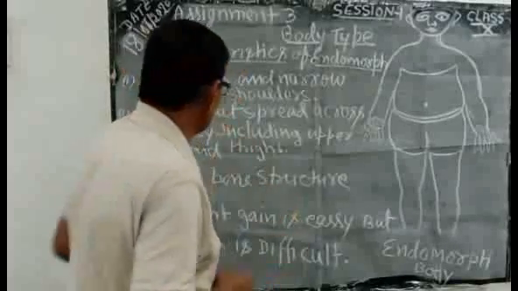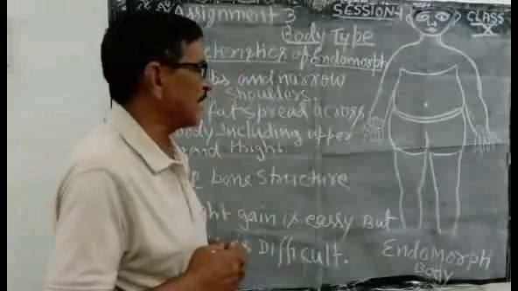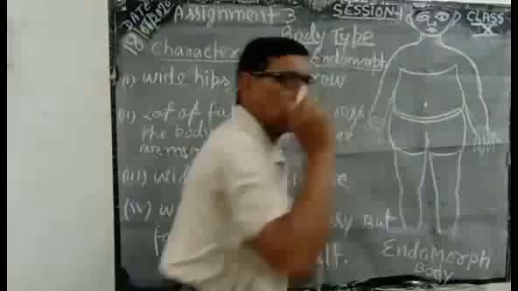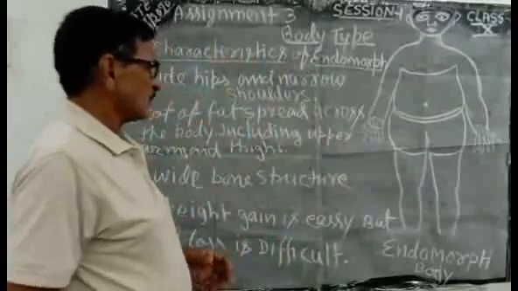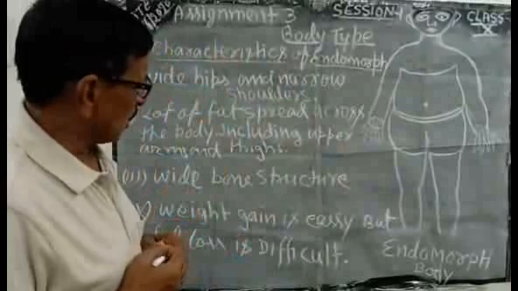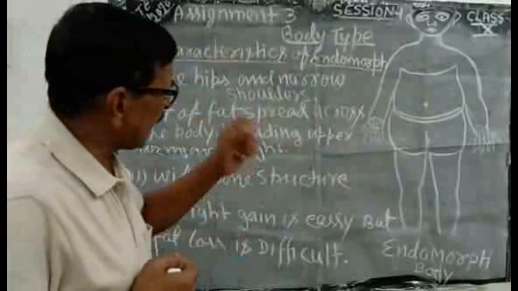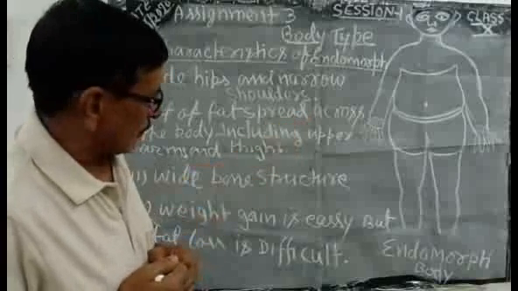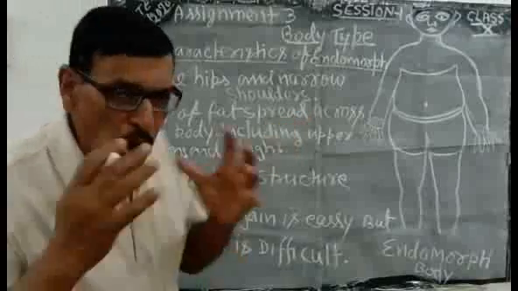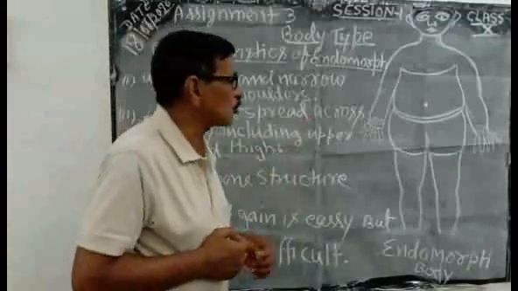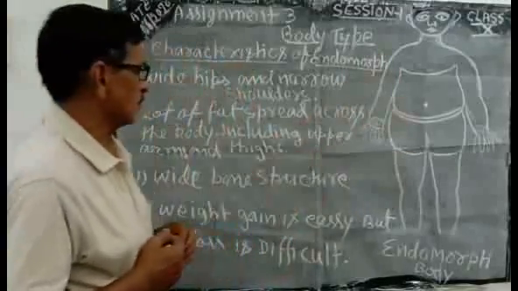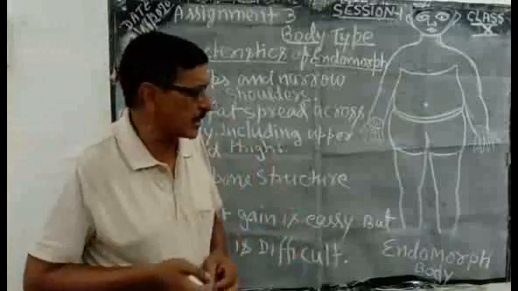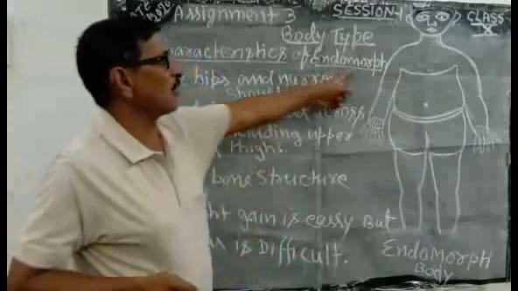Now, first, wide hip and narrow shoulders. Second characteristic. Now, children, we are seeing in the figure a lot of fat spread all over the body, and it is the main characteristic of endomorph body.